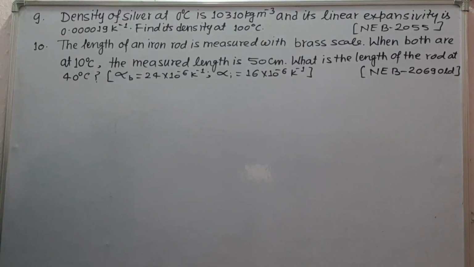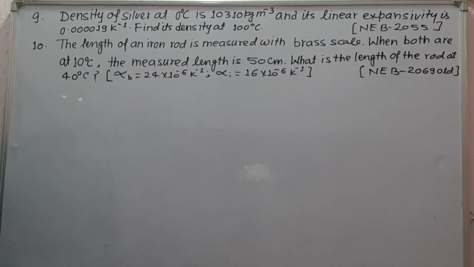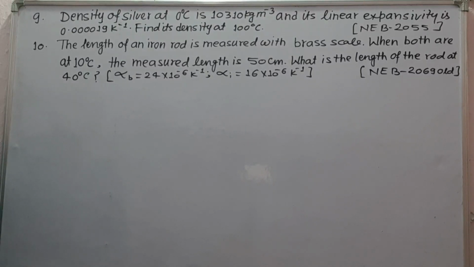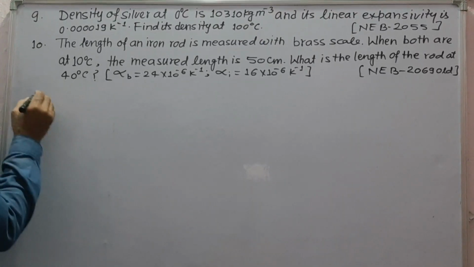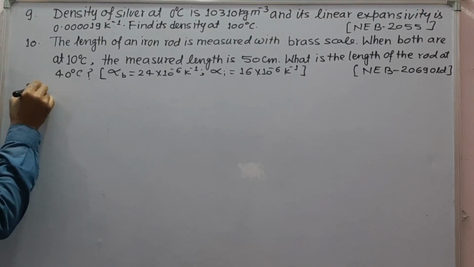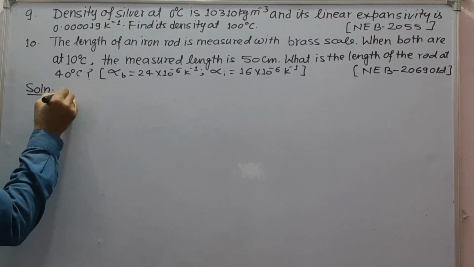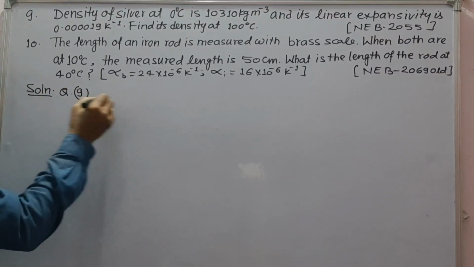Next question number 9. Density of silver at 0 degree Celsius is 10,310 kg per meter cube and its linear expansivity is 0.000019 per Kelvin. Find its density at 100 degrees Celsius. So, solution to question 9.